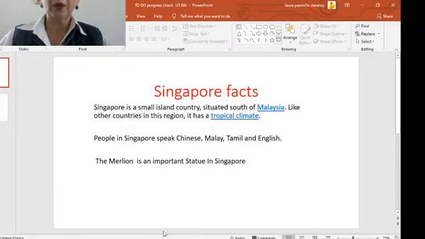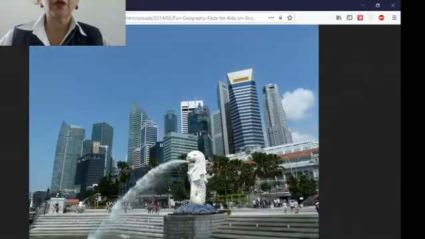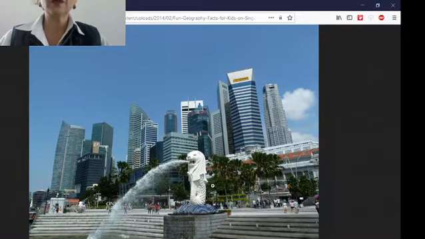Okay, so let's take a look. What a Merlion is: half fish, half lion. Let's take a look. Okay, this is an important statue in Singapore. So you just take a look. Okay, now you have the answer. Now that you know this answer, you can check the correct answer on the workbook.